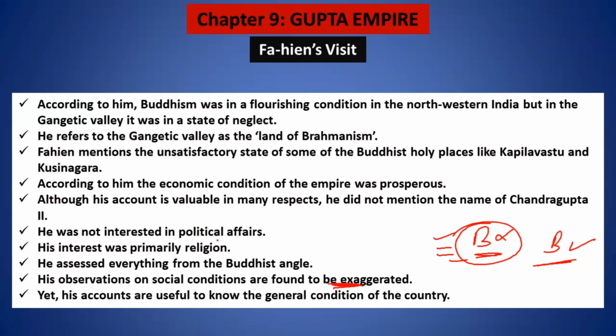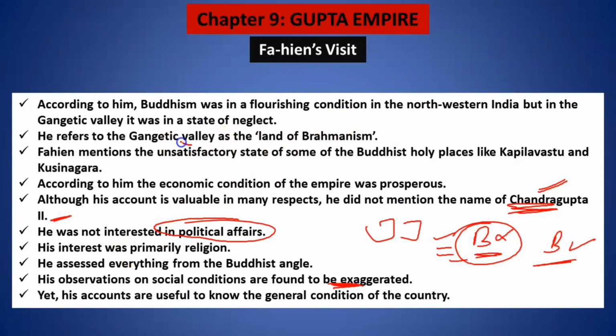But at the same time, what we must know is he has never ever mentioned Chandragupta II in his accounts. Whatever he has jotted down, he has tried to avoid Chandragupta II. Why? Because he was not interested in political affairs. I hope this point is clear.